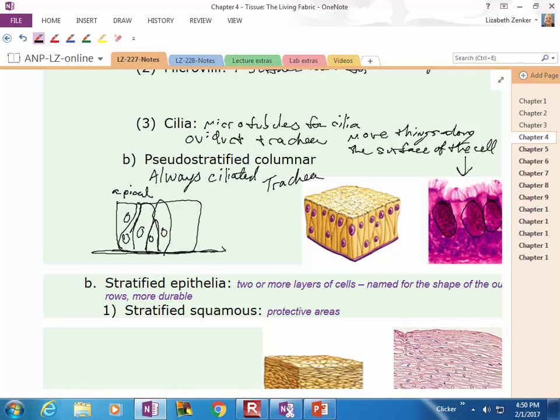And the other thing too is all of the pseudostratified epithelium are touching the basement membrane. So no matter what weird shape it had, they all were touching the basement membrane, each cell was.